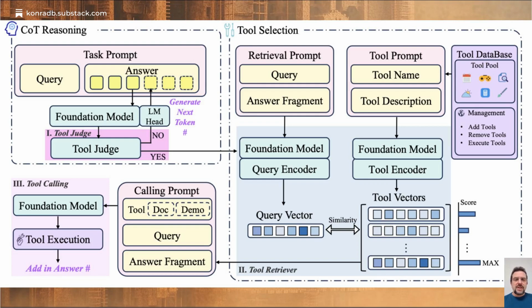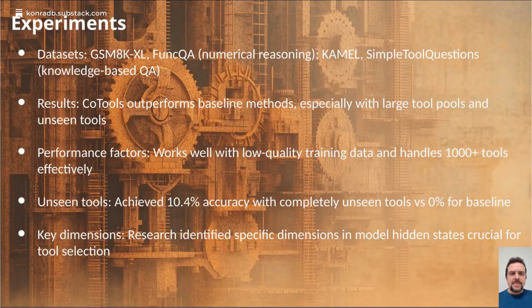The whole system is designed to be flexible, allowing tools to be added or removed from the tool database without retraining the model. Section 4 presents experimental results across 4 different datasets, covering both numerical reasoning and knowledge-based question answering tasks. Chain of Tools consistently outperformed baseline methods, particularly in challenging scenarios with large tool pools, 1,000 plus tools, and when handling completely unseen tools.